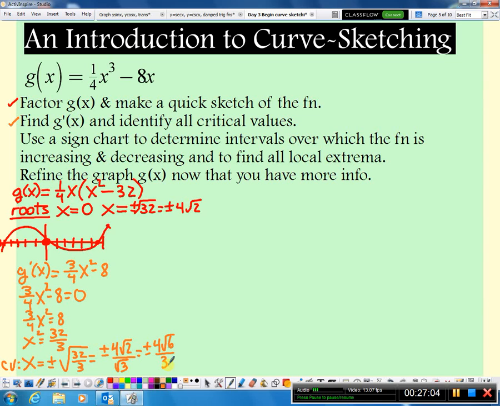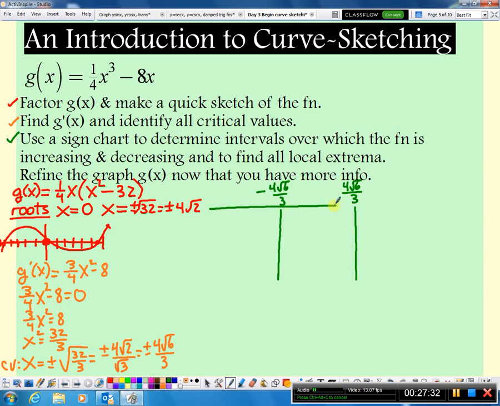Next step then is to use a sign chart to determine intervals over which the function increases, decreases, and to find the extrema. We've done this part. So my critical values are negative 4 square root 6 all over 3 and positive 4 square root 6 all over 3. And you might be thinking, arg, are we going to have to do this on no calculator part of the test? Well, yeah, probably.